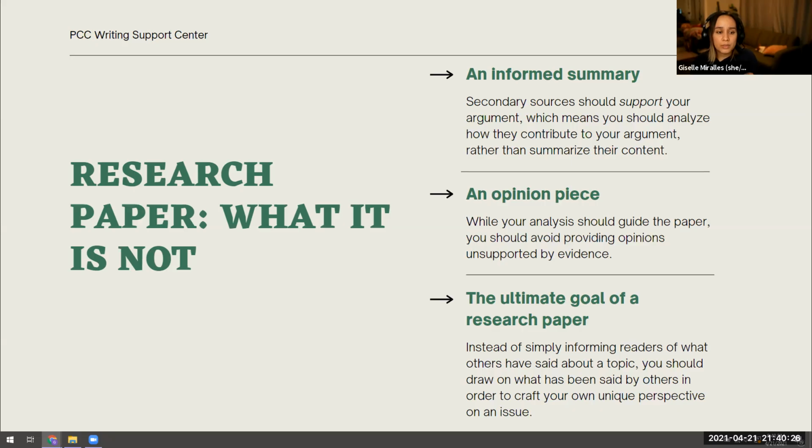The ultimate goal of a research paper. So, what you really want to do with a research paper is, instead of simply informing your readers of what others have said about a topic, you should draw on what has been said by others in order to craft your own unique perspective on an issue. So, ultimately, a research paper is you conversing with all of these different authors in these different articles, and providing your own opinion. You're essentially contributing to the conversation with your own unique opinion.